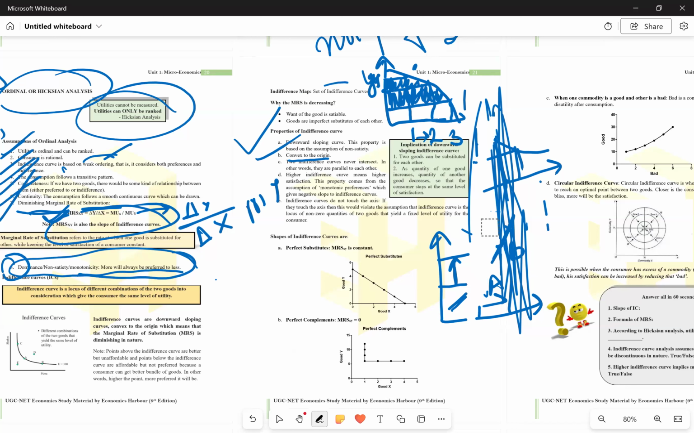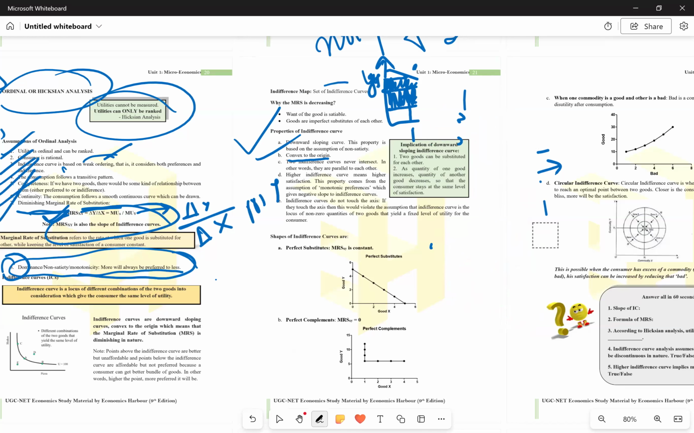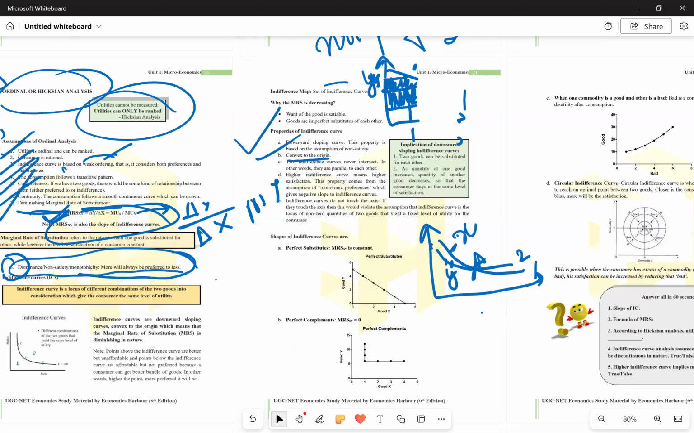Now, the third property is that indifference curves cannot intersect one another. Now, what if they do? This is your indifference curve one, and this is your indifference curve two. Now, at this point A, where the two curves are intersecting, both the indifference curves are giving equal satisfaction. But what if you take this point x, and then this point y? Logically, y would give you lesser satisfaction as compared to x. But again, we know that all the points on an indifference curve give you equal satisfaction. So we are violating so many assumptions here.